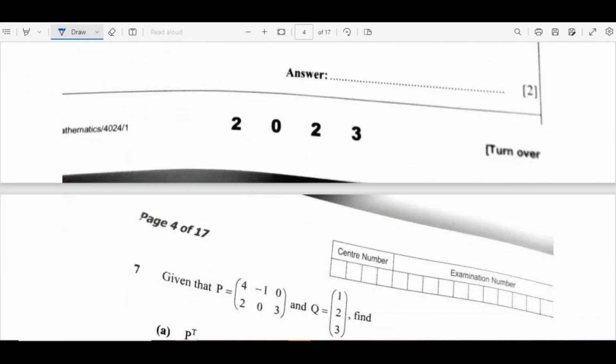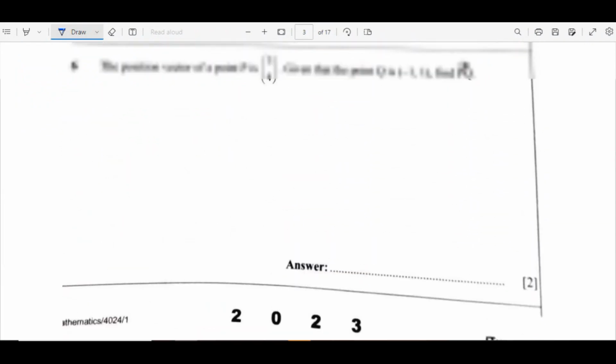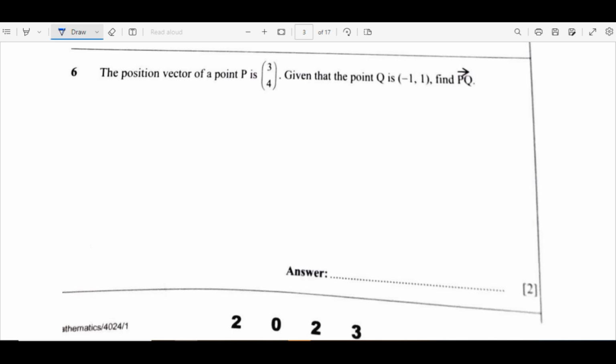We move on to question 6. The position vector of a point P is 3, 4. Given that the point Q is -1, 1, find PQ.